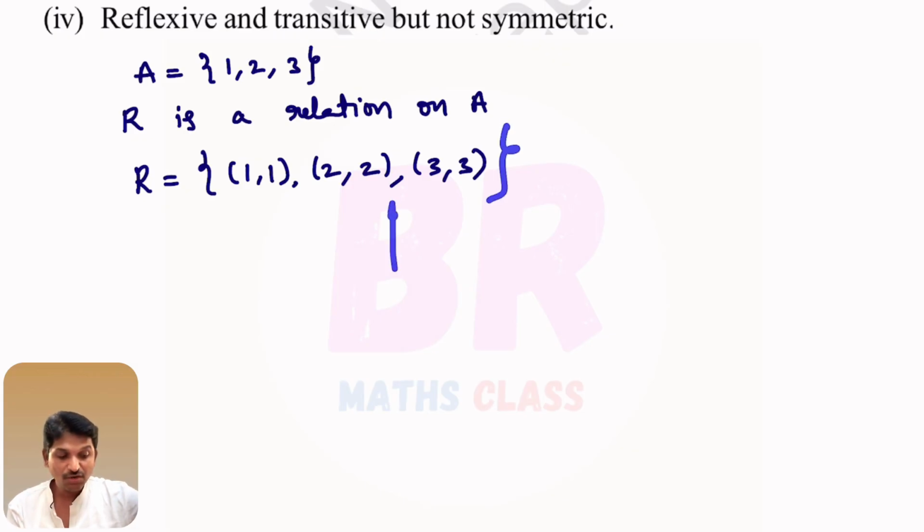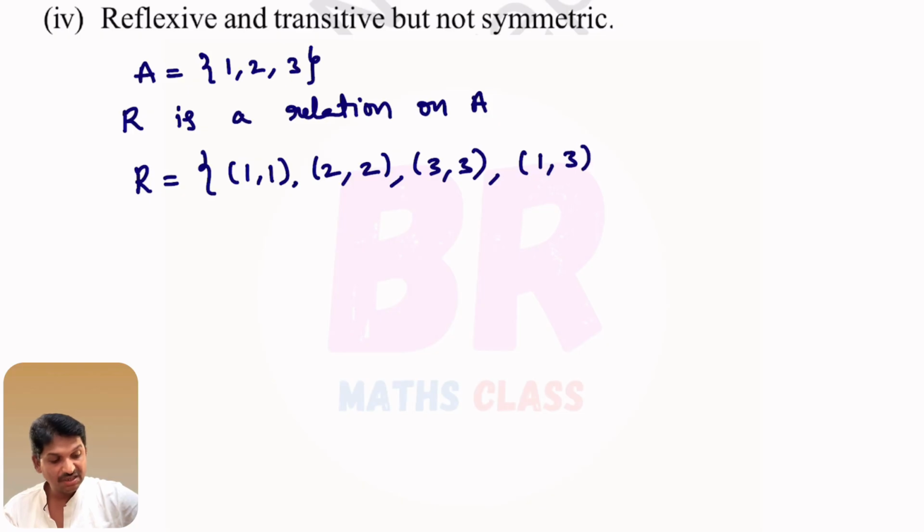Actually, if I stop here, you know that this relation is an equivalence relation. This is reflexive, symmetric and transitive also. But they are saying it is not symmetric. As they are saying it is not symmetric, I'll add this 1 comma 3. If I stop here, is it the example?